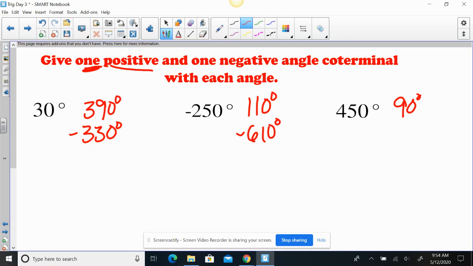That's a positive. I could have done 450 plus 360 and used 810, but it's only asking for 1, but there's 2. All right, so if I want a negative, I'm actually going to have to subtract from 450 twice, because if I subtract 360 once, I'm only at 90. So I need to subtract 450 minus 360 minus another 360 gives me negative 270.